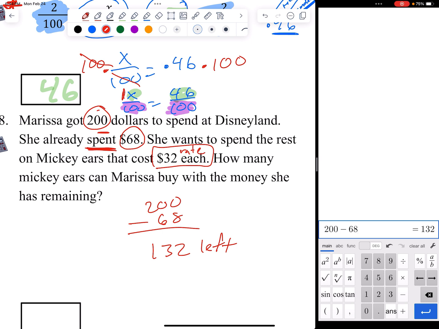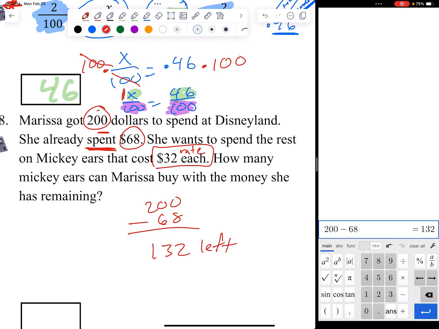She wants to spend the rest on Mickey ears that cost $32. Damn, that's what? They're just ears. I don't get it. But again, I'm not a Disney person, if you've seen my other videos when I talk about this. Ugh. Anyways, moving on.